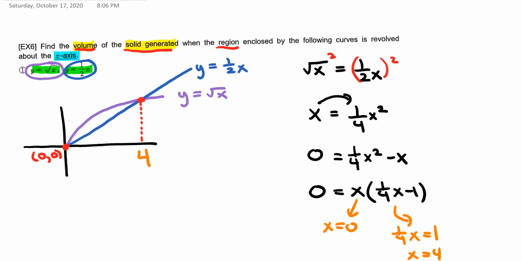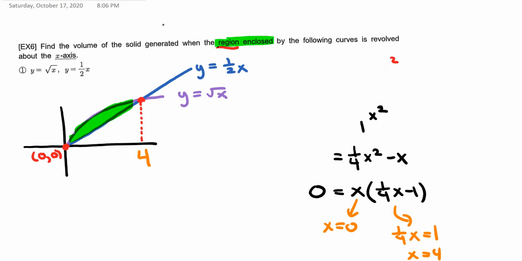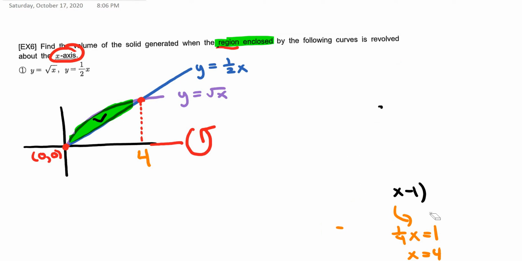Okay, so in the problems, usually the problem will say the region enclosed, that region is being rotated around the x-axis. The region that the problem is referring to is the area between the two curves. So this is the region that's enclosed between those two curves. Now that region right there is going to be rotated around the x-axis. So this is the x-axis, it's going to be rotated around that axis right there. So I'm just going to show a few more visual pictures of what that would look like, and then we're going to actually solve the problem.